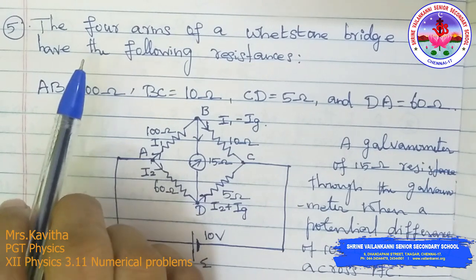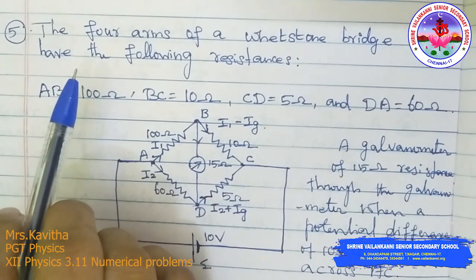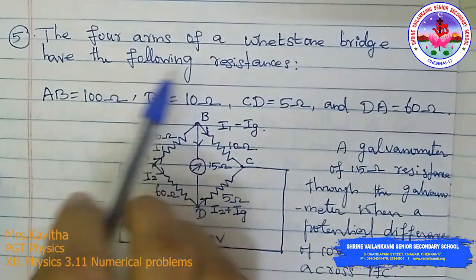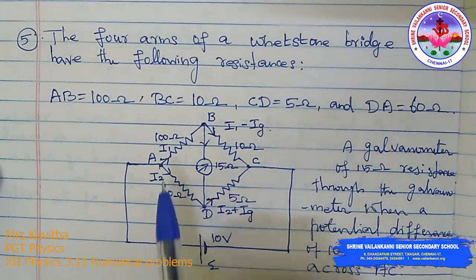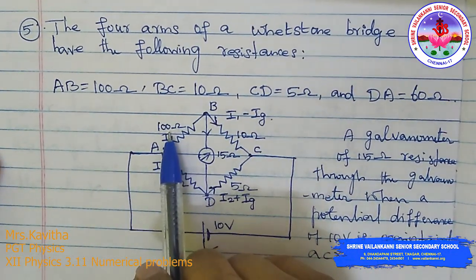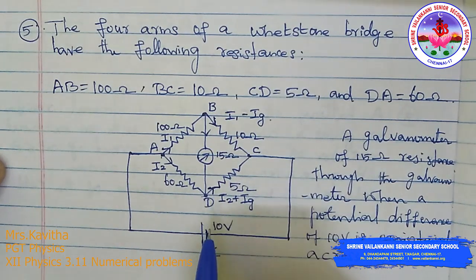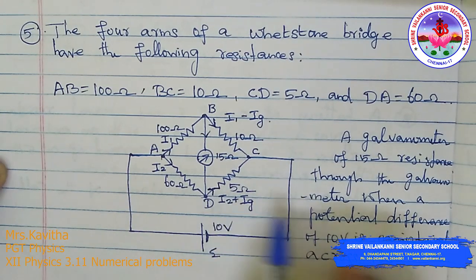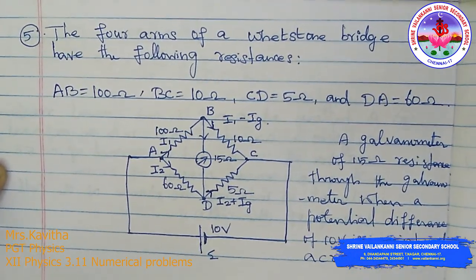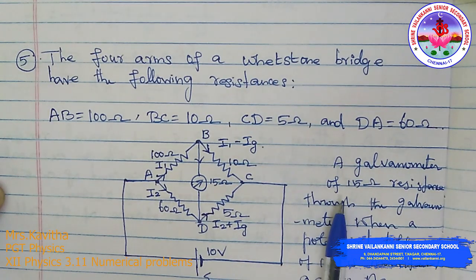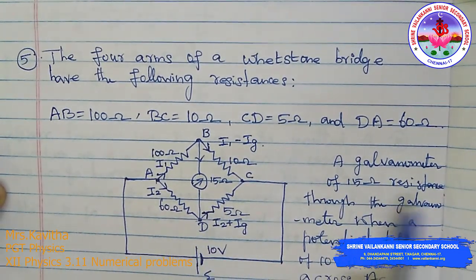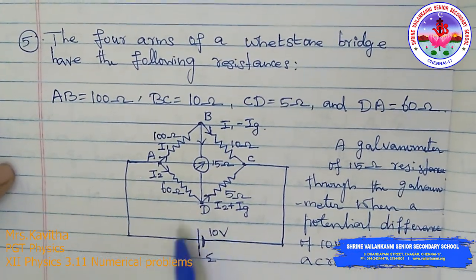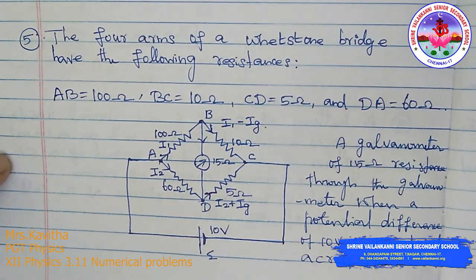So the next numerical is from the NCERT book bank. The four arms of a Wheatstone bridge have the following resistances: AB 100 ohm, BC 10 ohm, CD 5 ohm, DA 60 ohm, and a galvanometer of 15 ohm resistance. Find the current through the galvanometer when a potential difference of 10 volt is maintained across AC.